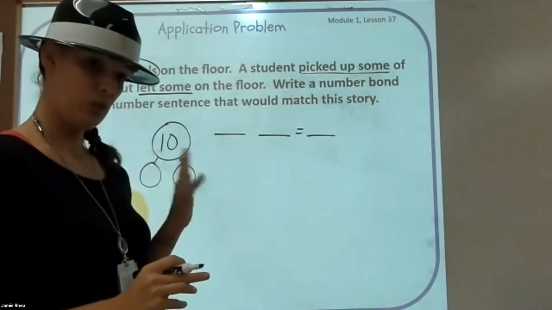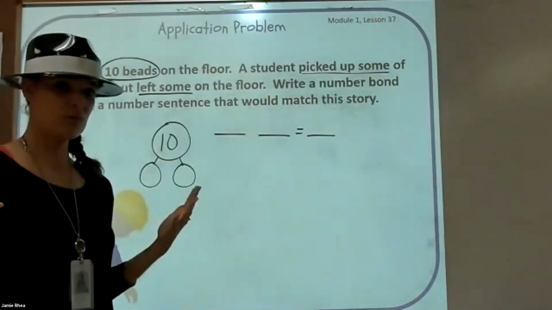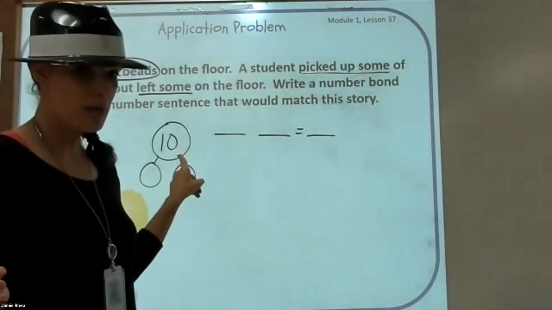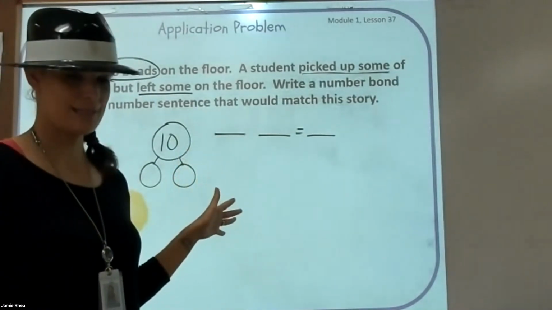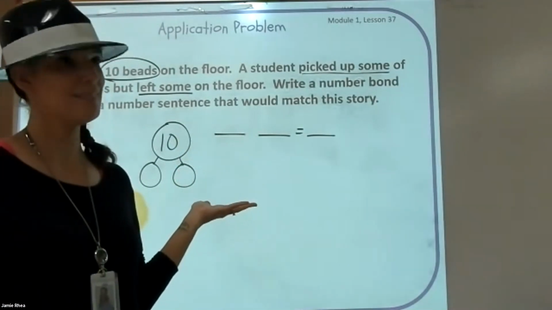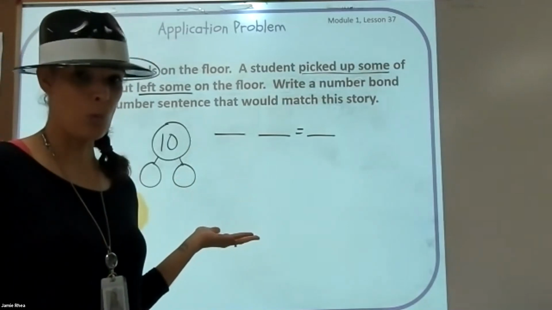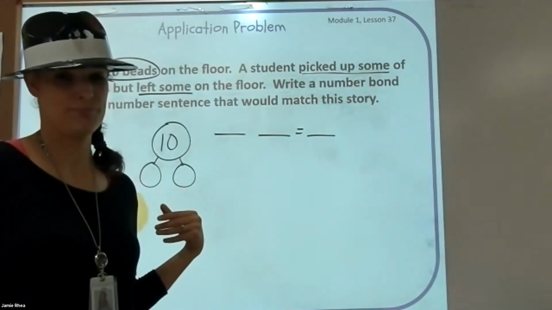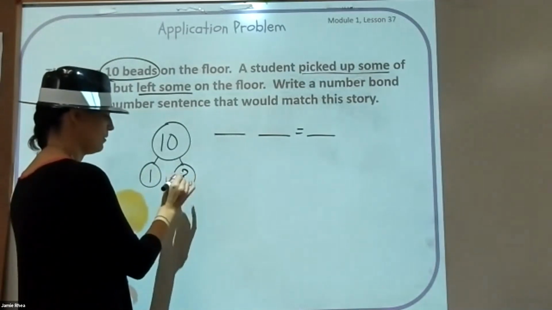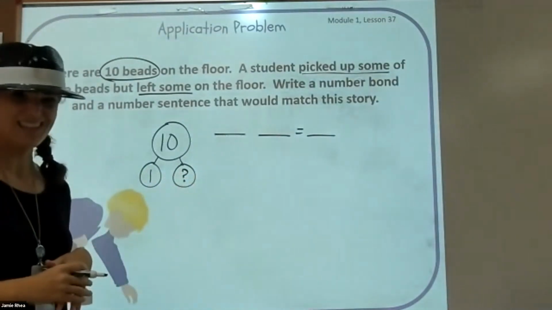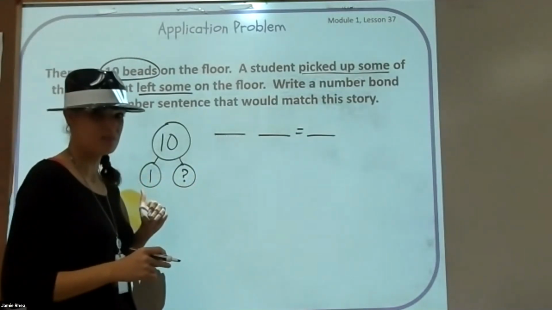Now, your job is to figure out how many were picked up and how many were left. But Miss Ray, I don't know, because there's no numbers. We have the 10. Do we know parts of 10? Yes. Can you give me parts of 10? Yes. If it were my child picking up the beads, he'd probably pick up one and leave the rest on the ground. Figure that out if I tell you one is picked up and the rest were left on the ground. Yeah, you could totally figure that out. We could either count on or we could count backwards.